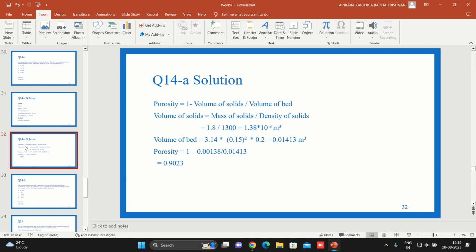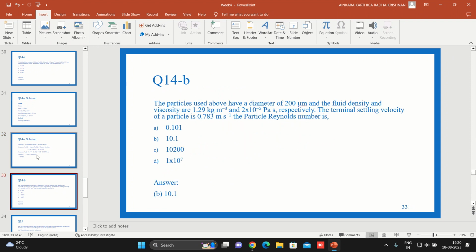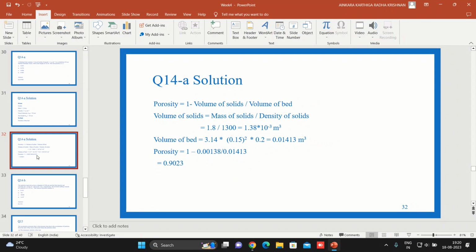So this one is similar to that ninth question we saw. Together in a single question, it is asked to calculate the porosity. So we calculated it by calculating the volume of solids inside the bed and the volume of the bed, and that fraction, that is the volume of solids by the volume of bed, gives the solid fraction inside the bed, and 1 minus solids fraction gives the void fraction or the porosity of the bed. I hope this is clear. If you have any doubt in this question, please ask, or else we'll move to question 14b.